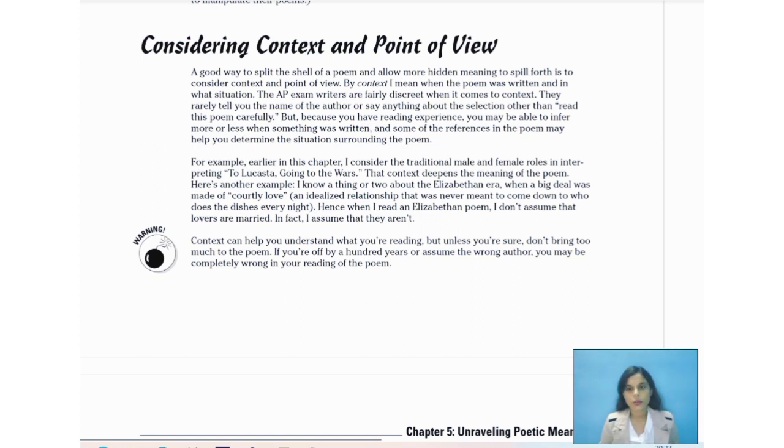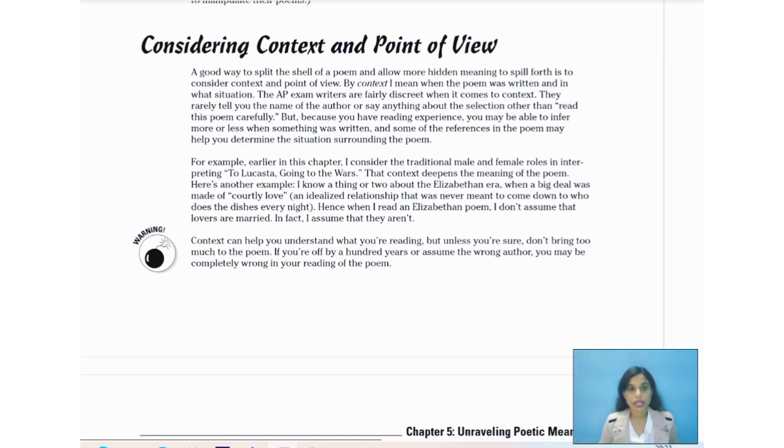We are continuing with how we can determine the deeper meanings of poetry. So we are going to continue and we are going to consider the next step, that is, consider the context and the point of view. So over here, a good way to split the shell of a poem and allow more hidden meaning to spill forth is to consider the context and the point of view. Okay, so obviously, what's the point of view of the poem you need to consider, and what's the context, like in reference to what context is it written, and that will definitely help you to know more about the poem, and it will also help you to assume what kind of an idea the poem is trying to say.